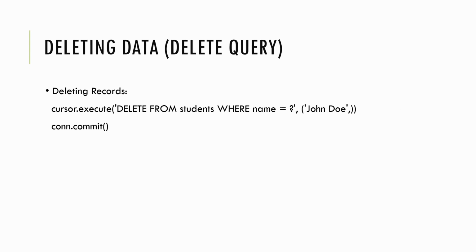If you need to delete records from the database, you can use the DELETE query. Here we are deleting a record where the name is John Doe. After deleting, commit the changes to ensure they are saved to the database.